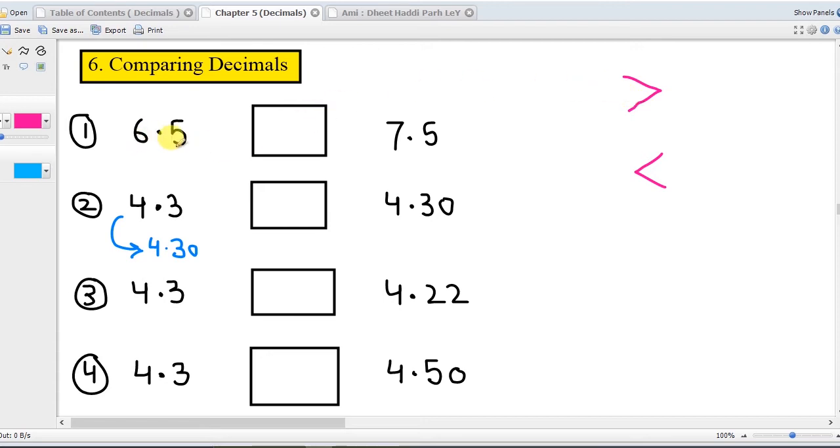So this is 6.5 and this is 7.5. Is 6.5 a bigger number or a smaller number than 7.5? So 6.5 is less than 7.5. So this is a less than sign and this is greater than.